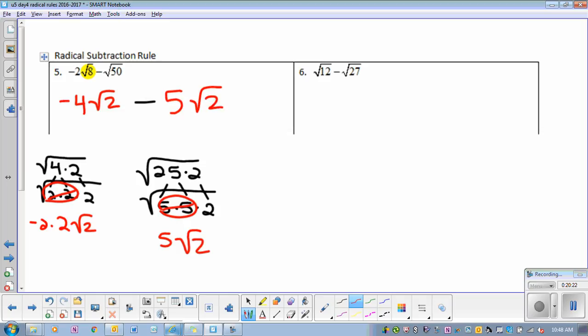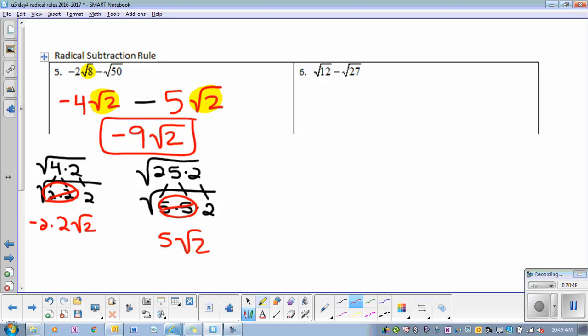Now you can subtract because your roots and your radicals are the same. Root 2. So what is that? What's negative 4 minus 5? Negative 9 root 2. Okay?